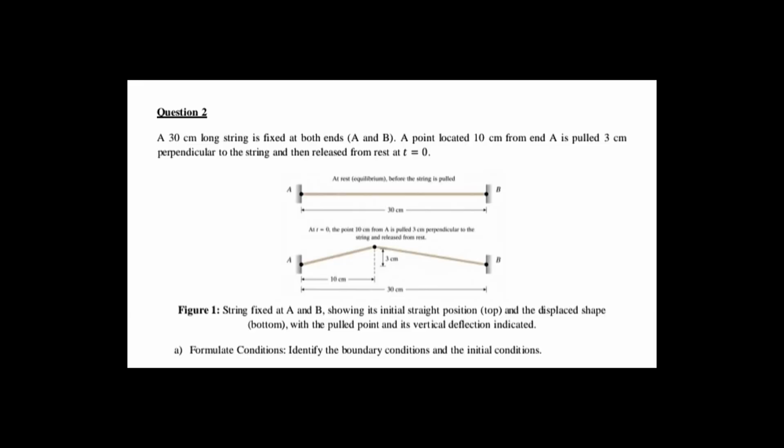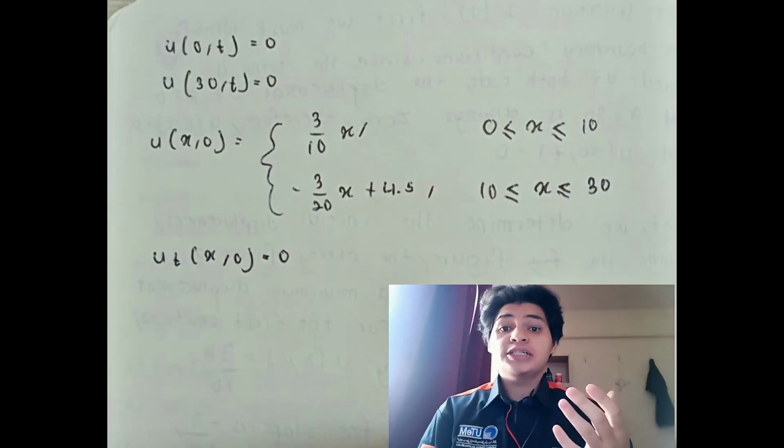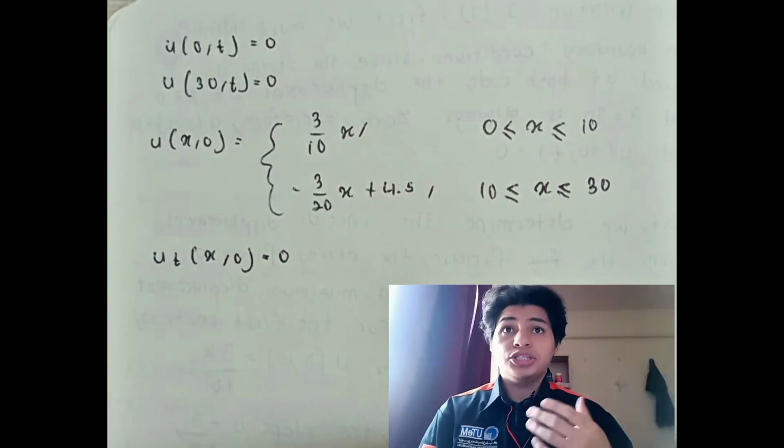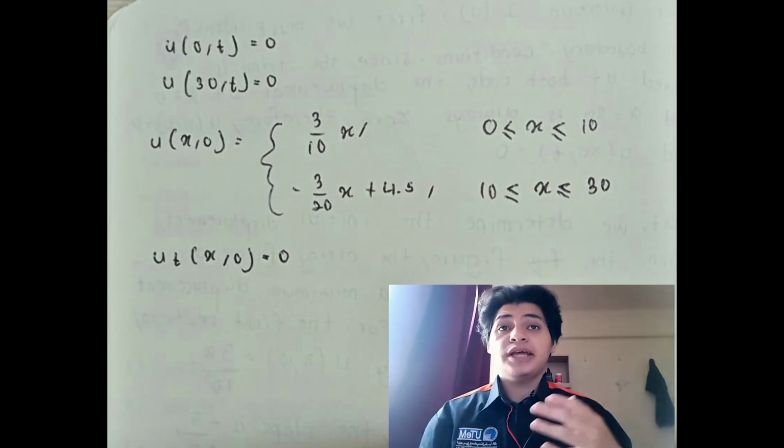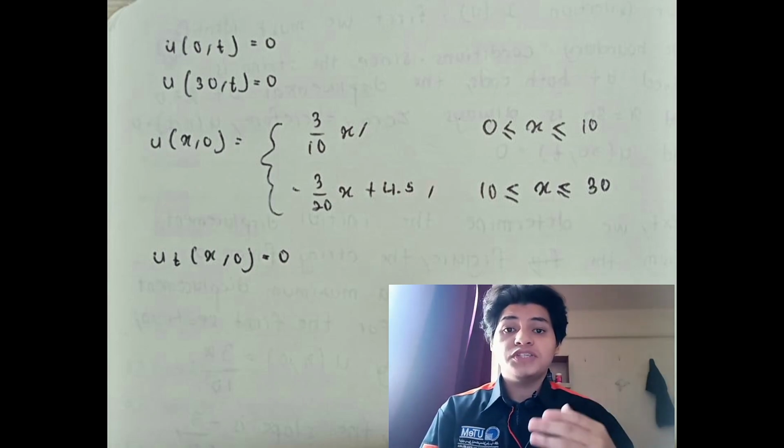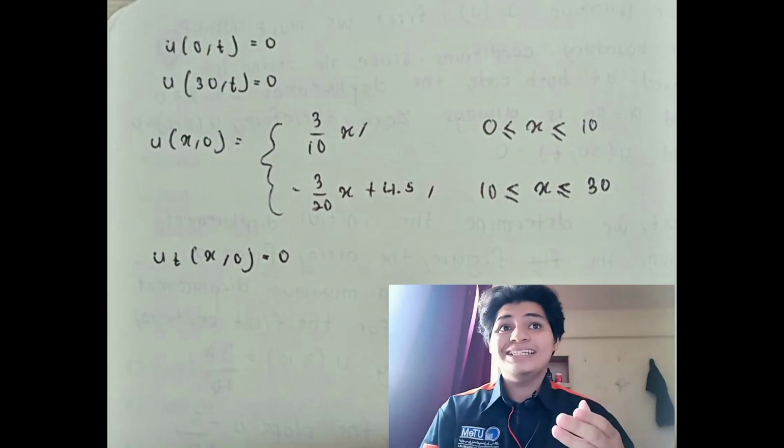Okay, for question 2, part A, we need to formulate the boundary condition and initial condition of the vibrating string. Since the string is fixed at both ends, the displacement at both ends is always 0. Therefore, the boundary conditions are u(0,t) equals 0 and u(30,t) equals 0.